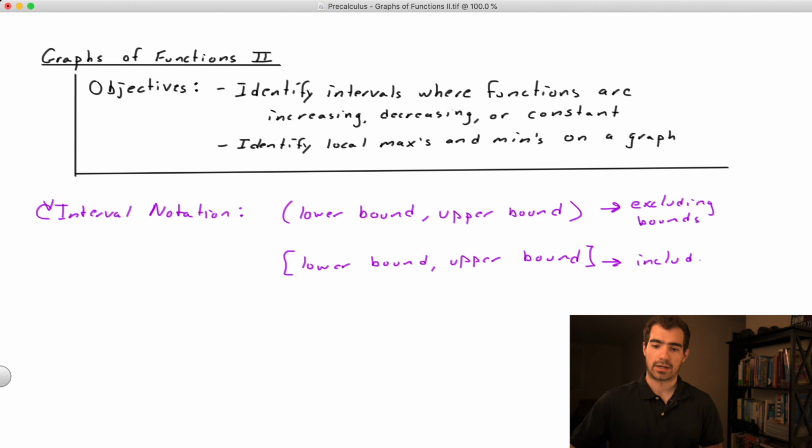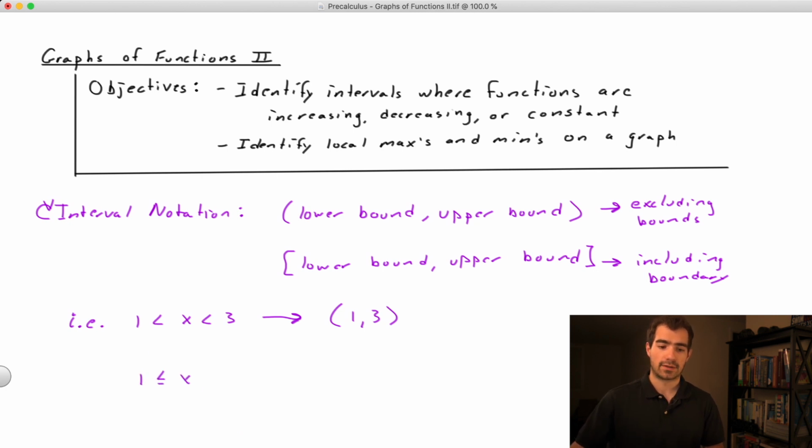Right, so with the parentheses, we are excluding the boundary values, and with the square brackets, we are including the boundary values. So for example, if we wanted to represent all of the numbers that were between 1 and 3, but didn't include the value 1 on the lower bound and the value 3 on the upper bound, we would write that with parentheses, everything from 1 to 3. If instead we used less than or equal to signs and said we want to include all of the values between 1 and 3, including those endpoints, including the lower bound of 1 and including the upper bound of 3, we would write this using a square bracket.